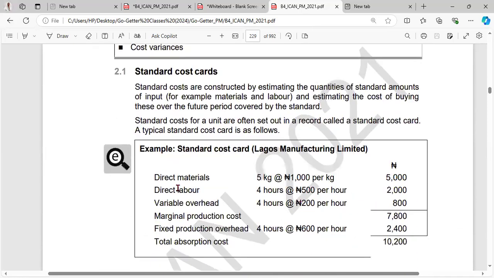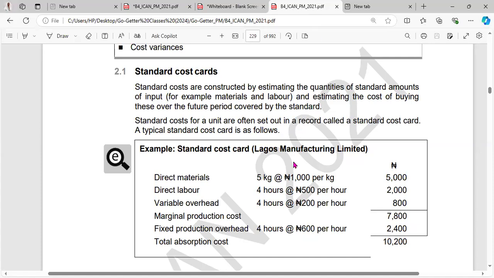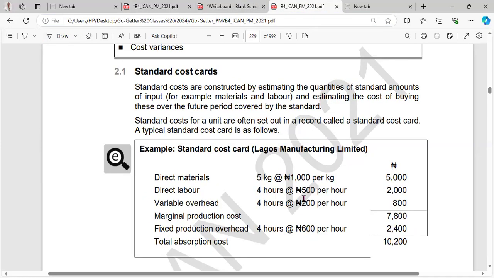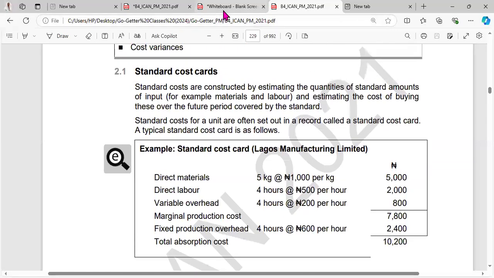Lagos Manufacturing Limited. This is the standard labor. Did you see 5 kg was used before? And we buy them at 1,000 naira per kg, right? Now, direct labor, they will tell us 4 hours. Let's read what's happening here. It told us 4 hours at 500 naira per hour, which is the same thing here. And that's the standard. Actual production in the period is 1,000.